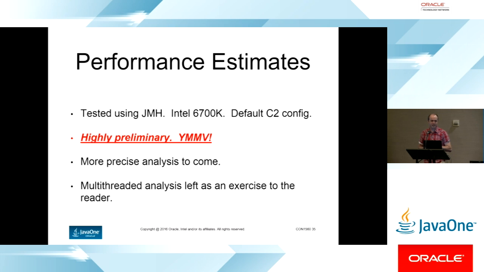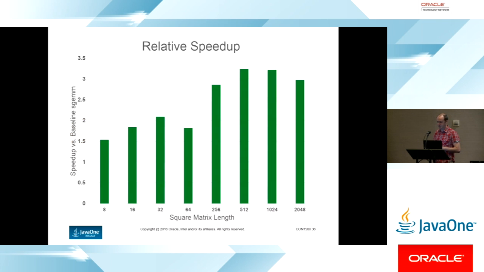So note the red, it's highly preliminary, don't hold me to this, don't come find me later if it doesn't pan out for you quite the same way. Be nice. There'll be more precise analysis to come as we're still trying to figure out the nature of using fork join in this area. So I leave the multi-threaded analysis to the reader.